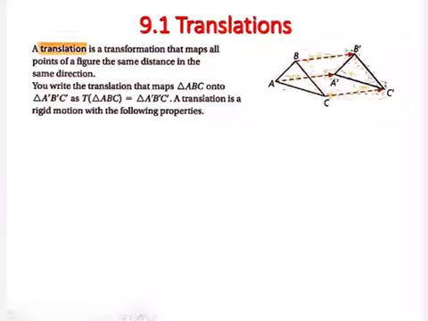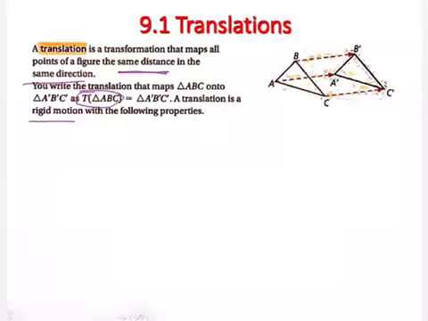So here we're talking about translations. A translation is a transformation that maps all points of a figure the same distance in the same direction. So it's a slide, you're moving it in a particular direction at a particular distance. And so every point of the shape gets moved the same distance and in the same direction. So we write transformations using a capital T, and a translation is a rigid motion with those properties. So it's going to move things in the same direction and the same distance.